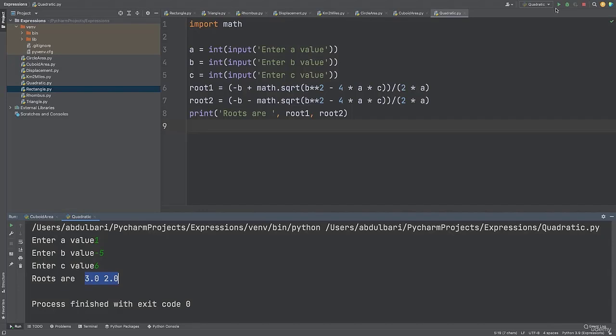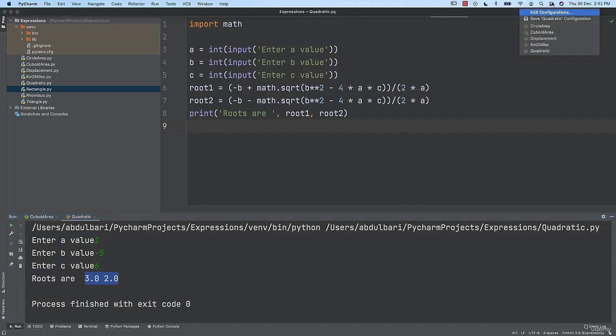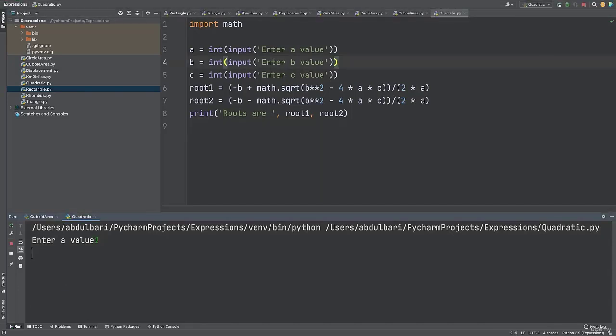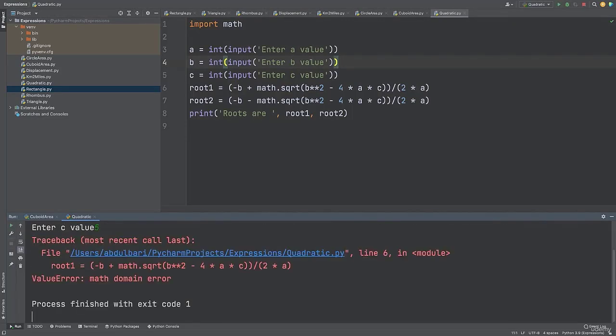Let us run it once again. I'll give the values as 1, 1 and 5. Oh, I'm getting an error here. What is this error? See, math domain error. So where is the error occurring? In the square root function, math.sqrt. Here it is occurring. Why?